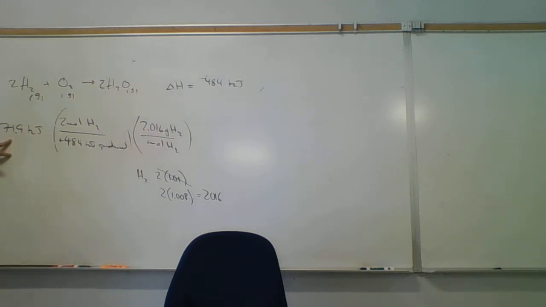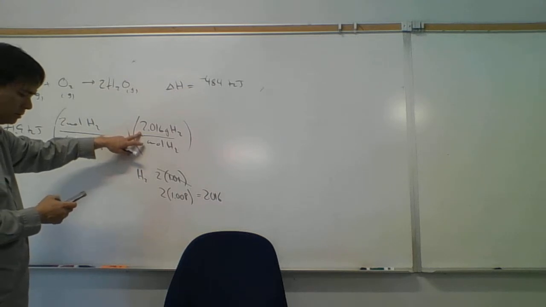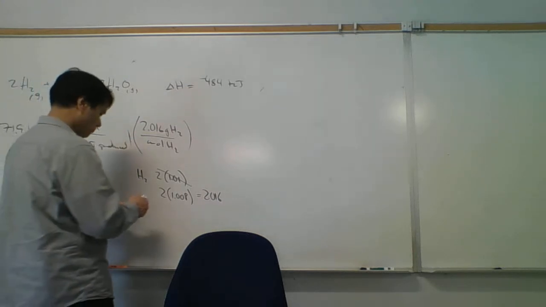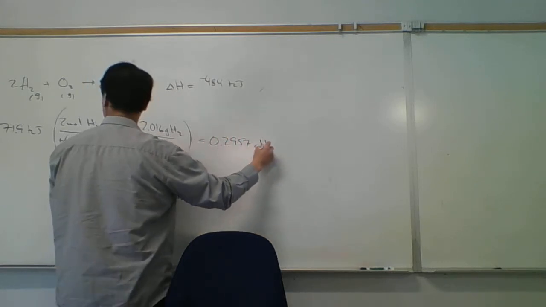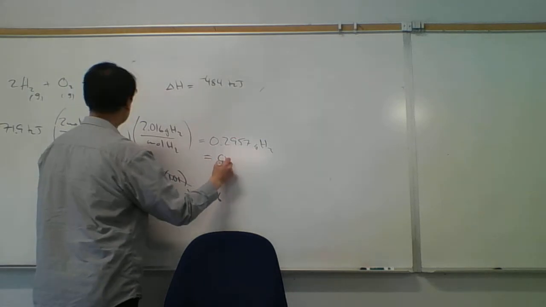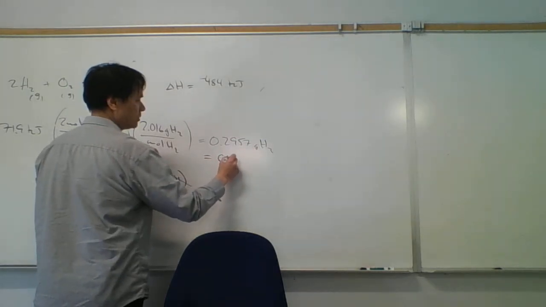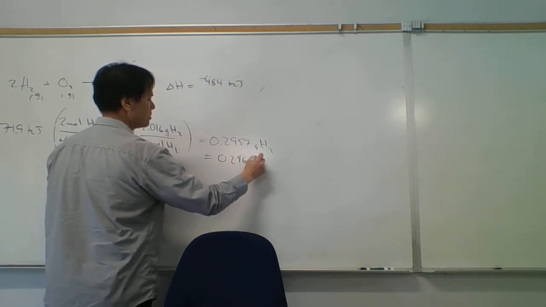71.9 kilojoules. 71.9 times 2 divided by 484 times 2.016. 0.2957 grams of hydrogen. I must have made a mistake earlier. Well, in other words, to 3 sig figs, 0.296 grams of hydrogen.